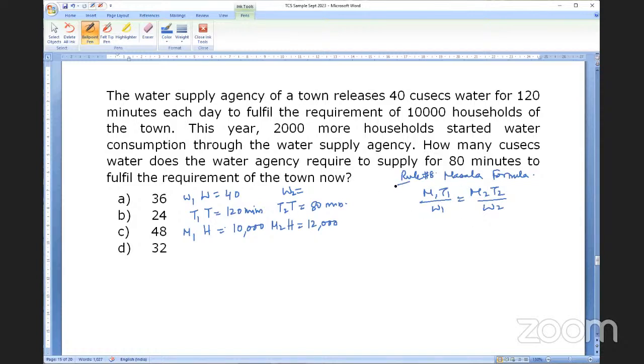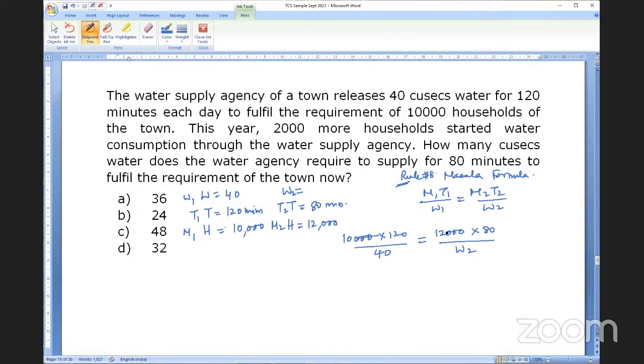We can go through rule 8, or in the special session we have solved TCS time and work questions pertaining to the masala formula, MDH: M1 D1 H1 by W1 equals M2 D2 H2. The link will be there. Go through it. So now we have 10,000 into 120 by 40 equals 12,000 into 80 by W. That's it. This is what we need to find.